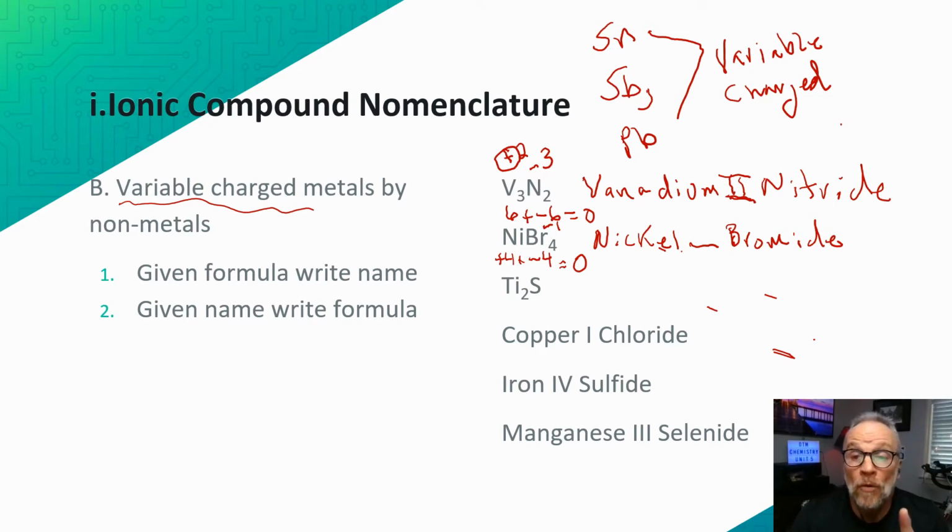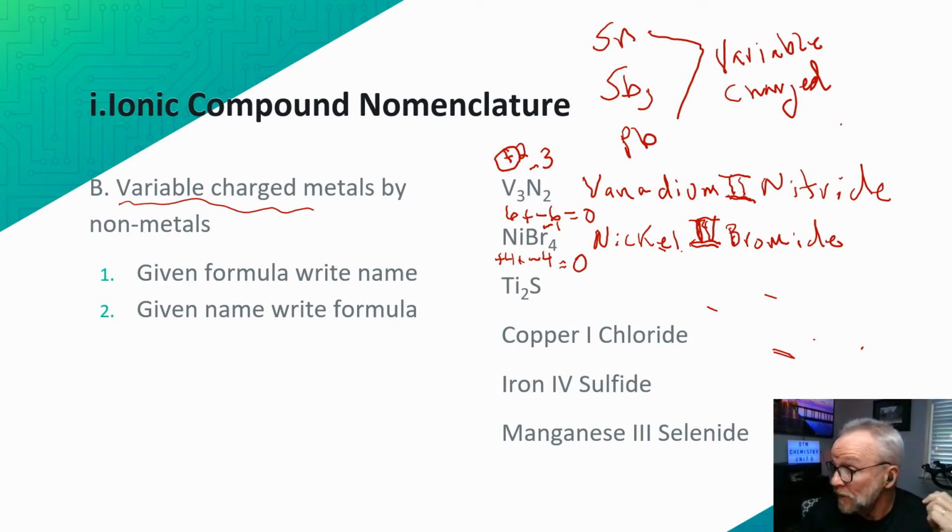So we only have one nickel because it has no subscript by it. So we know that the nickel is going to have to be 4 for the Roman numeral. So it's nickel 4 bromide. The 4 is a little funky looking there, but you'll forgive me, I hope. All right, so that's nickel Roman numeral 4 bromide.